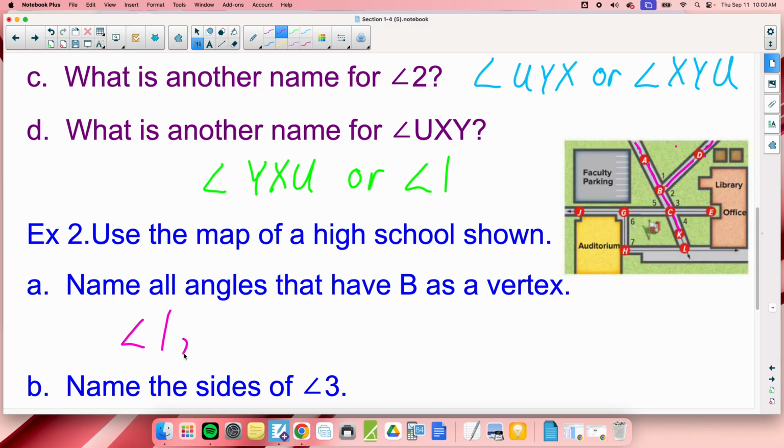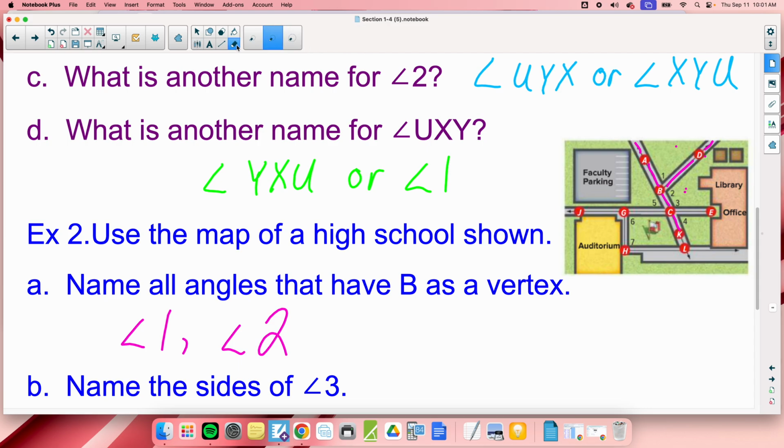How could I name this one? Angle 2 would be the easiest. Or I could name it angle DBC or CBD. That would work too. All right. One thing, when I copied this diagram, it distorted. So this probably doesn't look like a straight line, this whole thing, but it's supposed to be. So try to think about this as a straight line, okay?